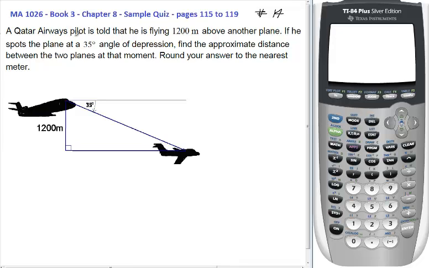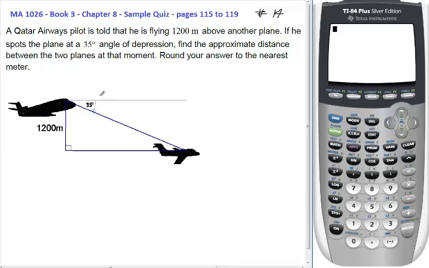A Qatar Airways pilot is told that he's flying 1,200 meters above another plane. If he spots the plane at a 35-degree angle of depression, find the approximate distance between the two planes at that moment. Round your answer to the nearest meter. Now the diagram is already there for you. So we have a 35-degree angle of depression.